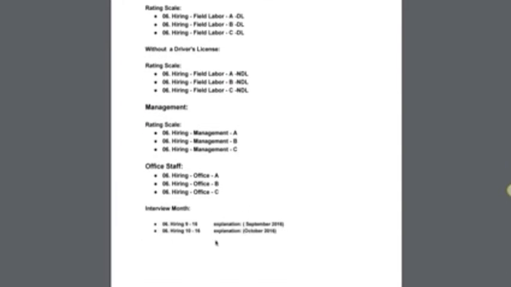the interview month. So you can actually sort on all these bases here for driver's license, no driver's license, and the field labor and the rating based on the most current month that you've done the interviews. So you can pull up your most current labor pool instead of searching for the whole month or how many years of data you've got in there.